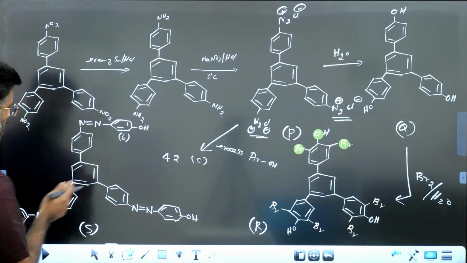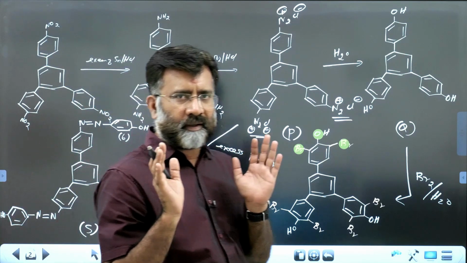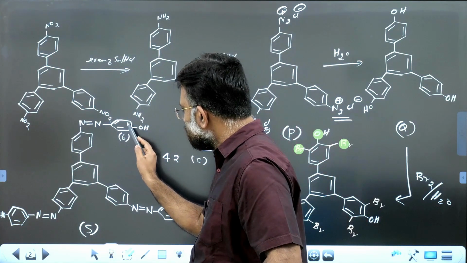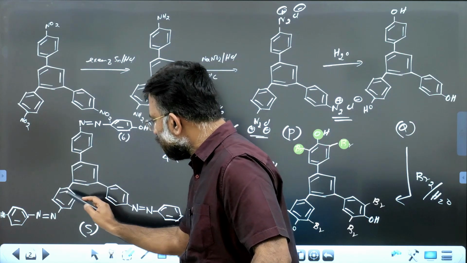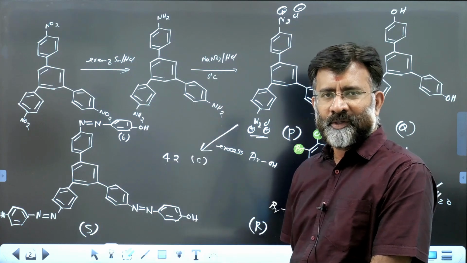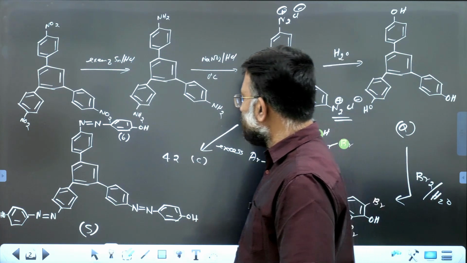6 over here. Any other carbon atom present? It's only in the benzene ring, right? A carbon atom is only present in the benzene ring. So here you have 6. 1, 2, 3, 4, 5, 6, 7 benzene rings are there. 7 into 6, so it is 42 carbon atoms.